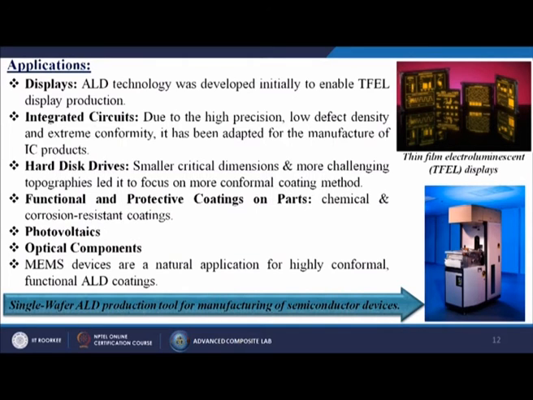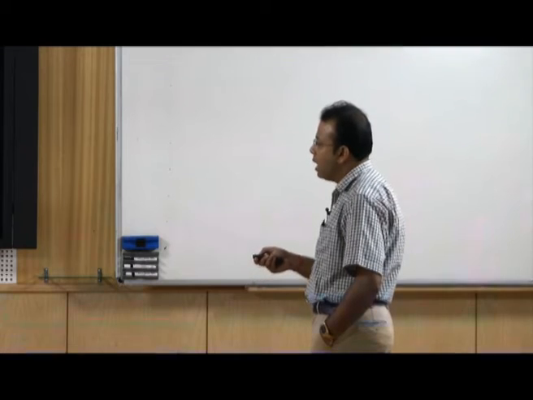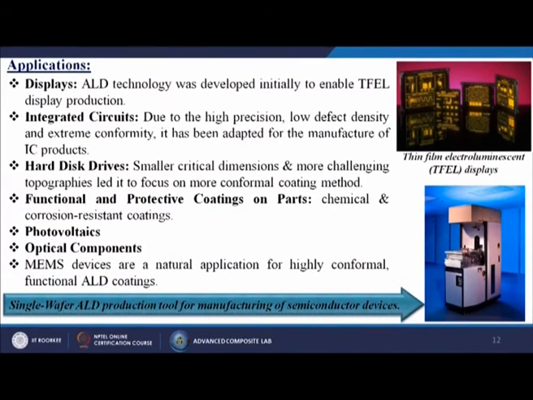Integrated circuits: due to high precision, low defect density and extreme conformity, it has been adapted for the manufacture of IC products. Hard disk drives: smaller critical dimensions and more challenging topographies led it to focus on more conformal coating methods. Functional and protective coatings on parts, chemical and corrosion resistant coatings. Photovoltaics, optical components, so it has numerous applications. MEMS devices are a natural application for highly conformal functional ALD coatings. A single wafer ALD production tool for manufacturing of semiconductor devices looks like this.